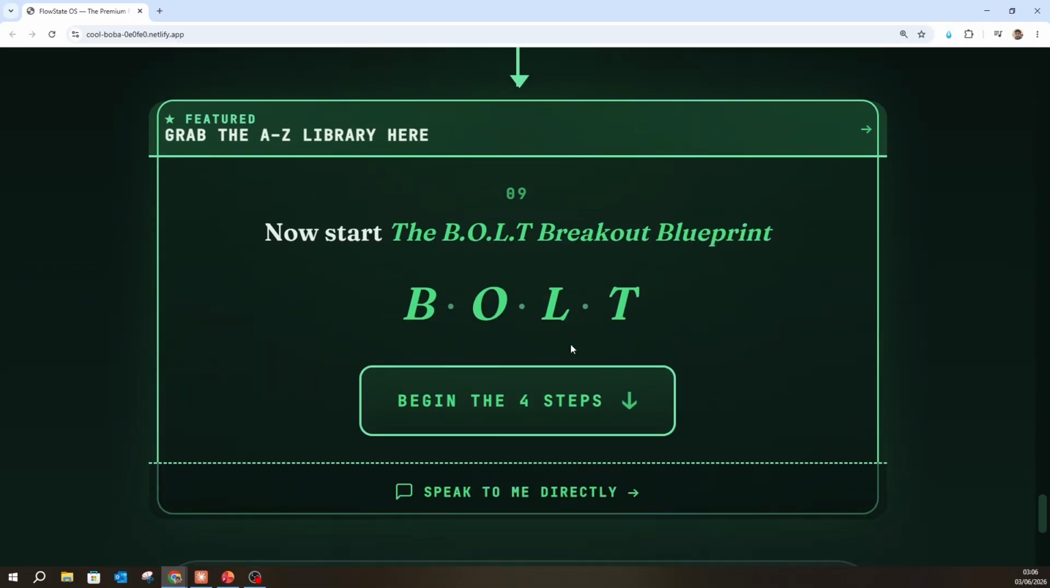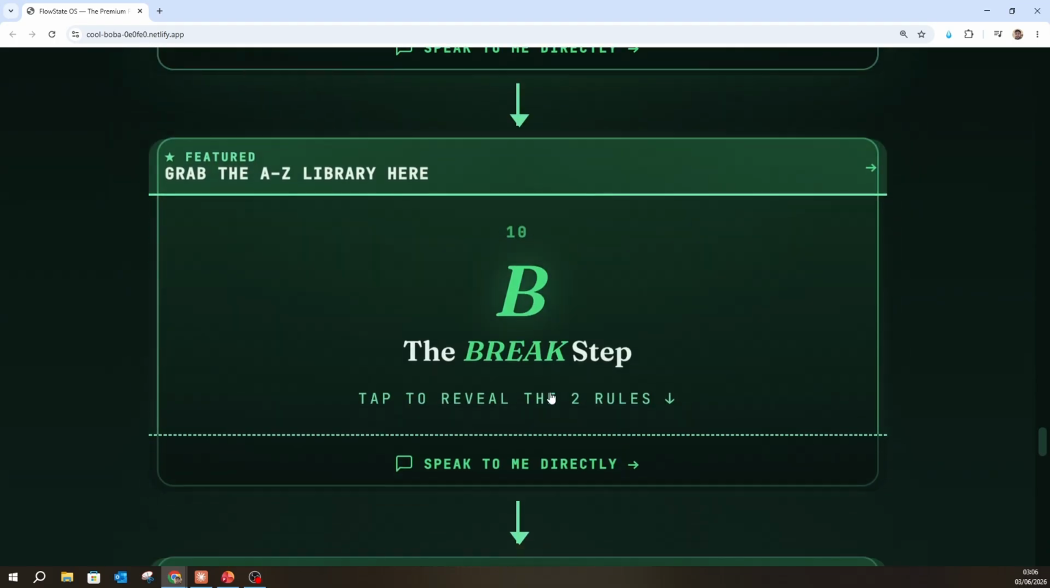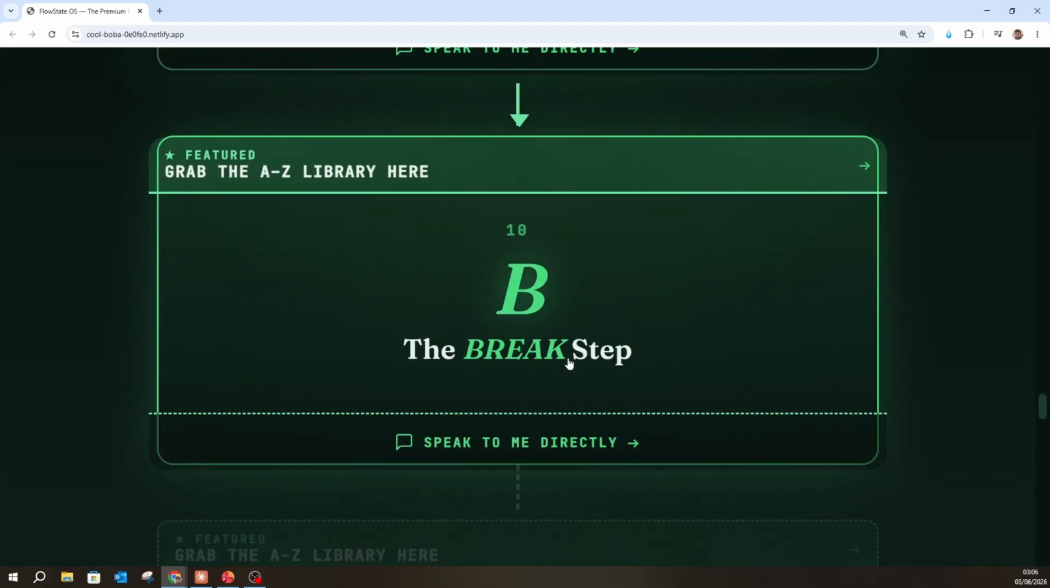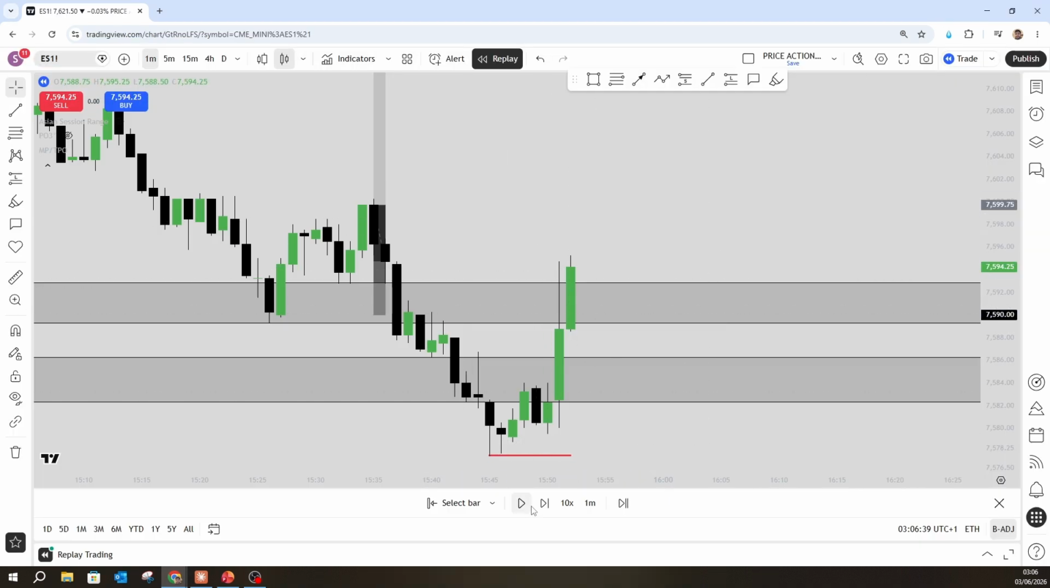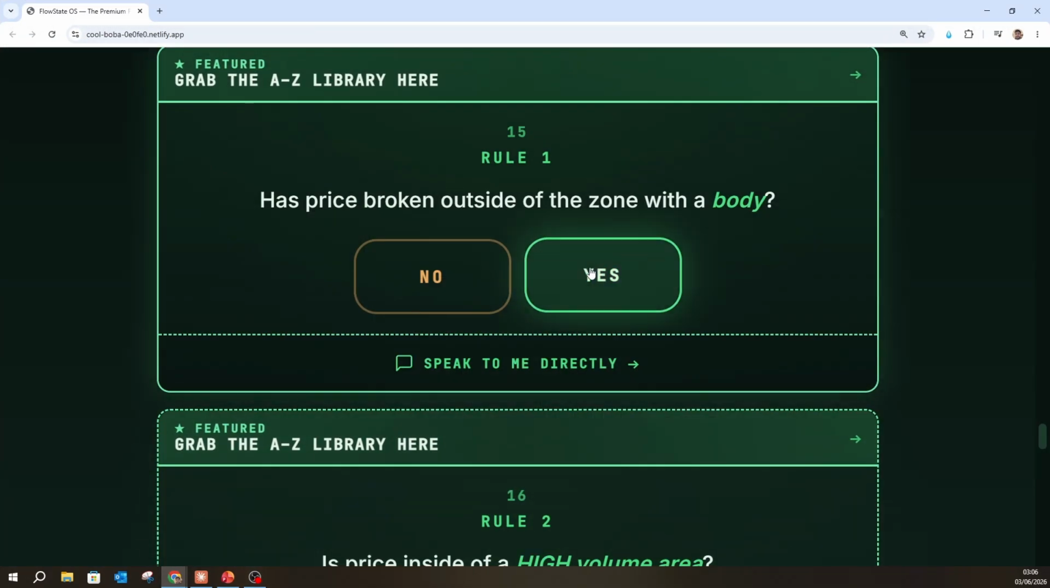So yes, we continue. Now we begin 4 steps. First we're looking for a break, okay? We have 2 rules around break. Has price broken outside with a body, right? Do you see a clear body break? Yes, you do, right? I'll quickly speed the steps up. Yes.